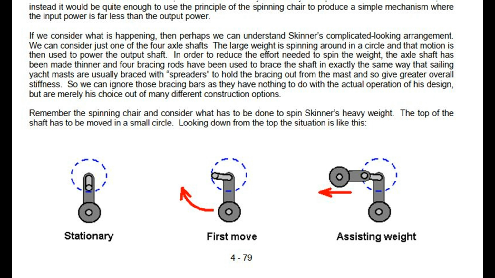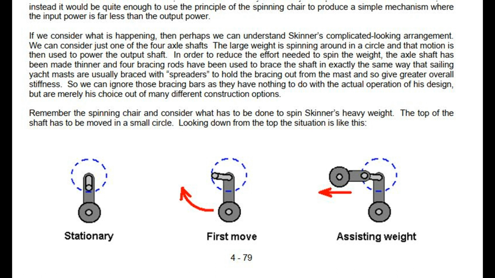bracing rods have been used to brace the shaft in exactly the same way that sailing yacht masts are usually braced, with spreaders to hold the bracing out from the mast and so give greater overall stiffness. So we can ignore those bracing bars, as they have nothing to do with the actual operation of his design, but are merely his choice out of many different construction options.